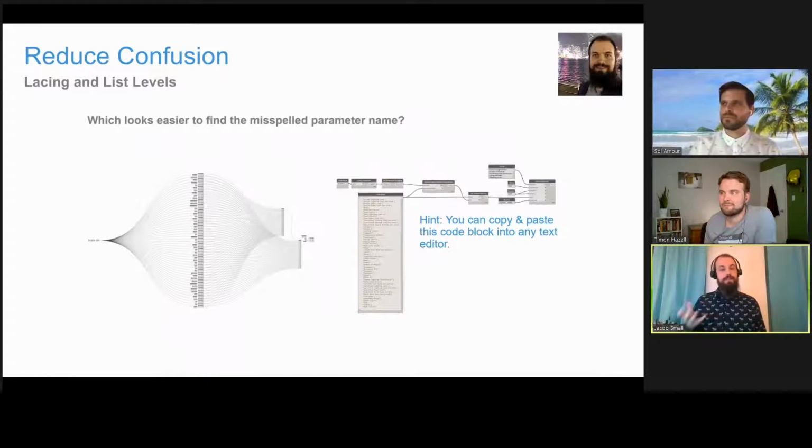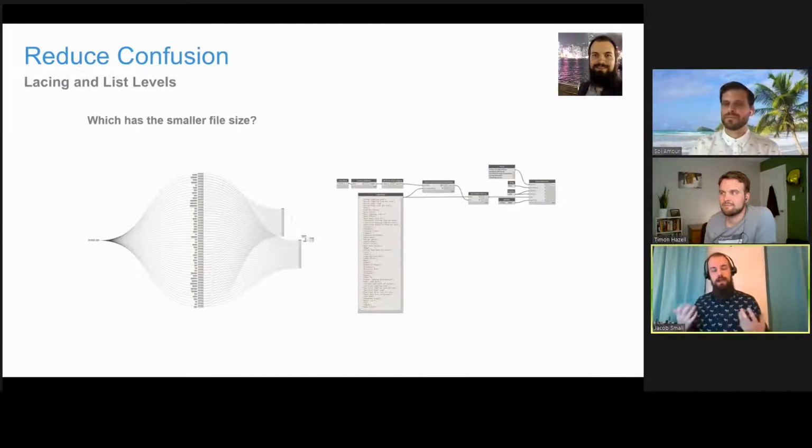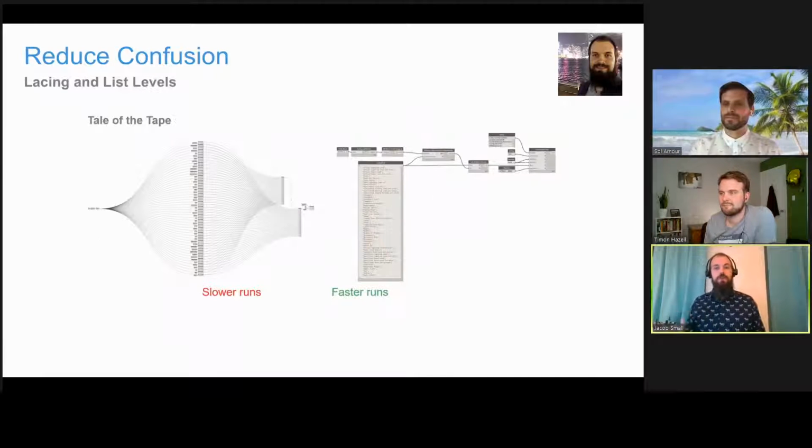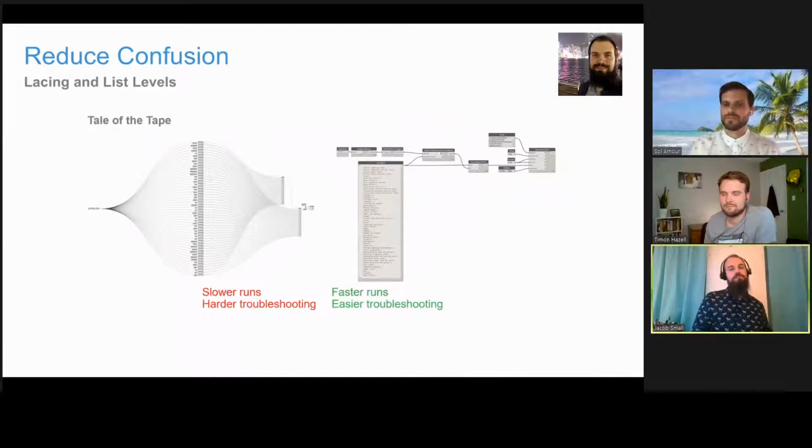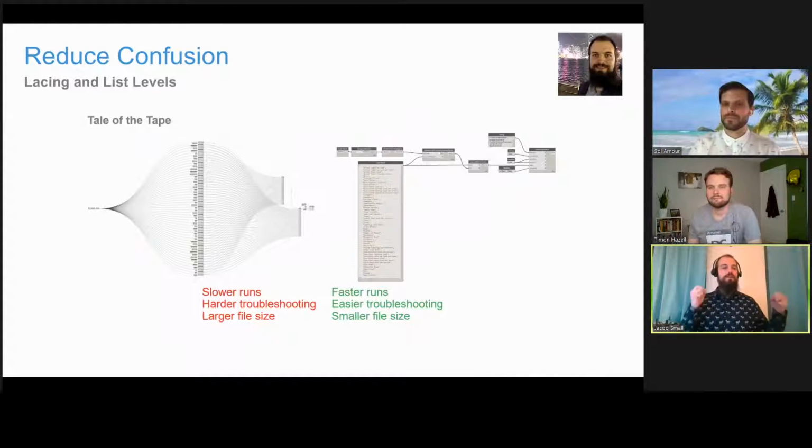One's much easier to find the piece that has a misspelling in it, which I'm prone to do. And one actually has a drastically smaller file size, and it's the one on the right. So we've got slower runs versus faster runs. We've got harder troubleshooting versus easier troubleshooting. We've got larger file size versus smaller size.